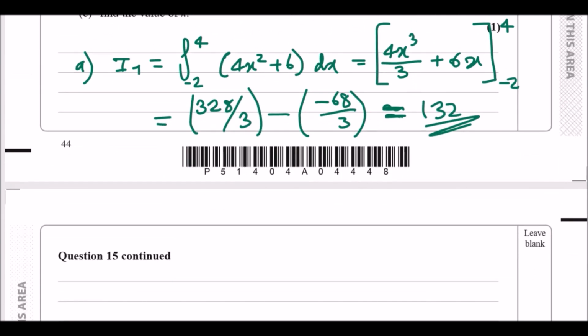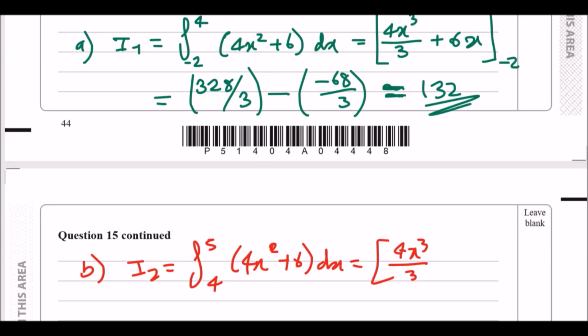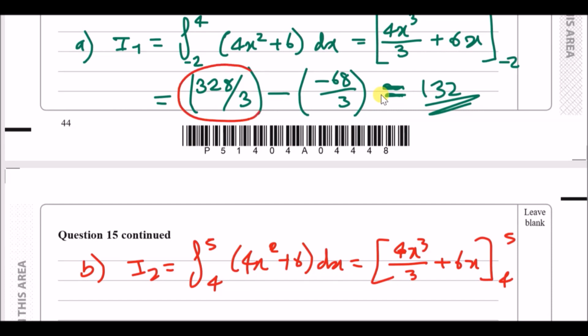So it's actually going to be similar to part A, in fact. There's not much new here, is there? So I2 equals the integral from 4 to 5 this time of the same thing as above. I don't even know why I'm copying this down. The result is obviously going to be the same: 4x cubed over 3, plus 6x. The difference is the limits, 4 to 5. Well, we know what the result at 4 is because we just calculated it. It was 328 over 3.